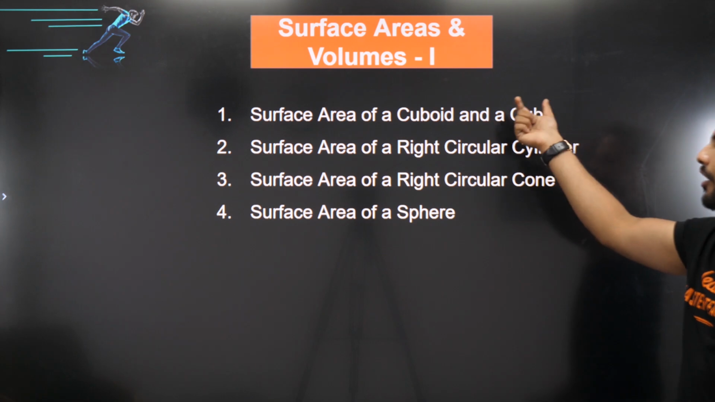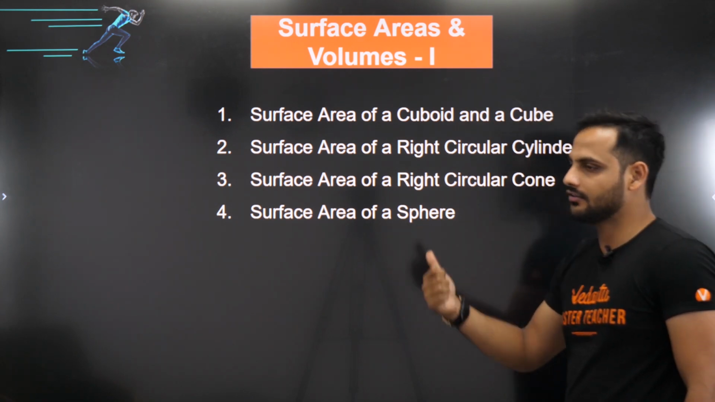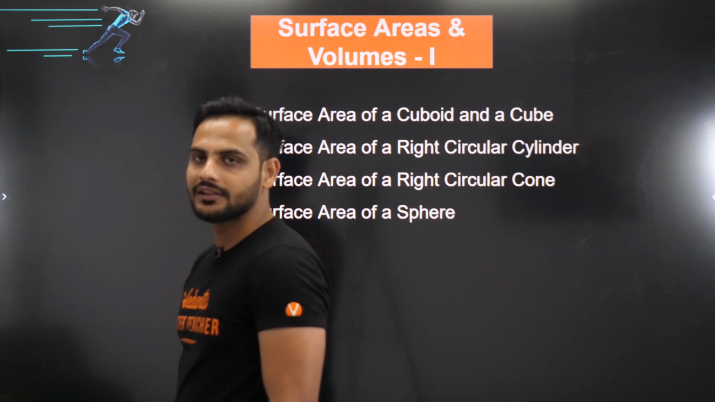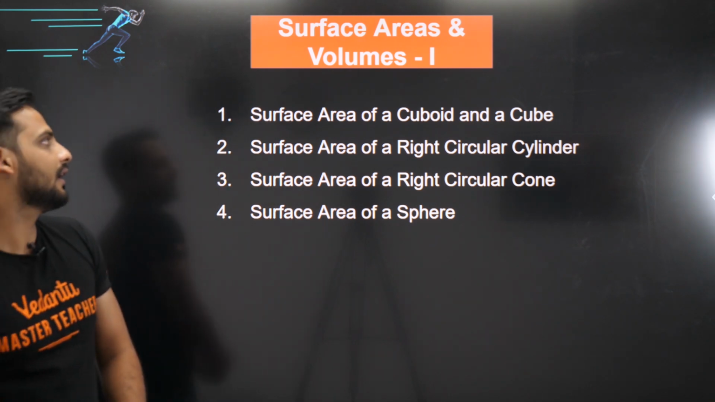So surface area of a cuboid and a cube, cylinder, cone and sphere. These are all the parts which are there in your syllabus. The formula for surface area is of 2 types. One is total surface area, one is lateral surface area.